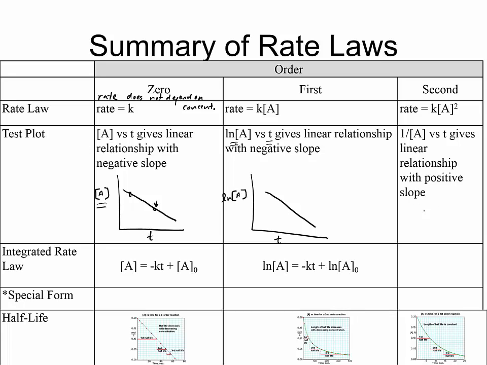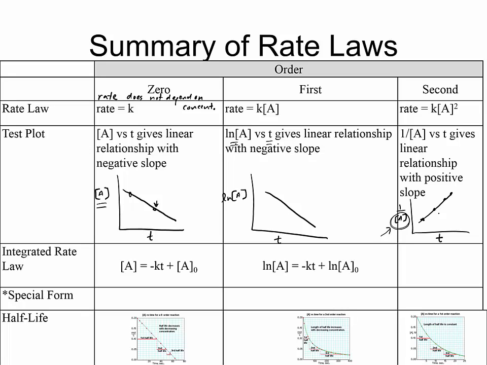And if you do the inverse, so if you do 1 over the concentration and look at the graph of this over time, you'll actually get a positive slope. This is because over time the concentration is decreasing, so you're plugging in smaller and smaller numbers, but since you're taking 1 over the concentration, you end up getting bigger and bigger answers over time. So that's why you end up with a positive slope there.